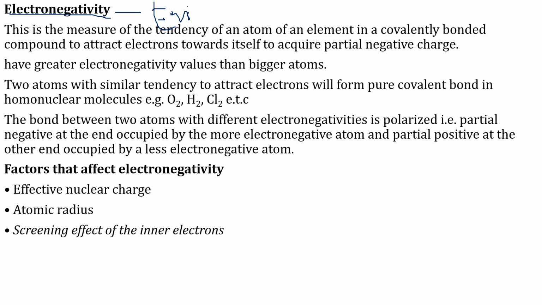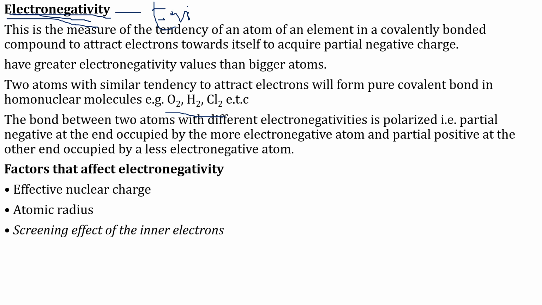So we are saying that electronegativity refers to the measure of the tendency of an atom in a covalent bond situation to attract bonding electrons toward itself. As the name suggests, it is the ability of an atom in a covalent bond to attract bonding electrons towards itself. So electronegativity only applies to non-metals, because they are the ones that engage in covalent bonding, like the examples we gave: oxygen, hydrogen, chlorine, etc.